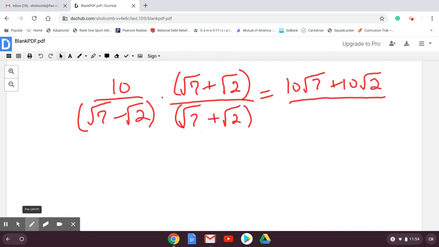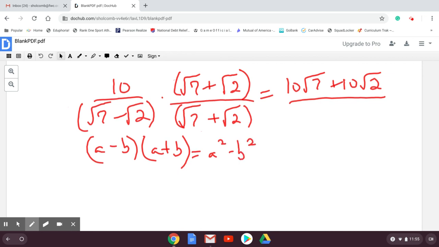The bottom part can be hard if you don't listen to me closely. Technically, could we do FOIL? Yes, but FOIL is probably more difficult. Instead, I want you to think about what is a minus b times a plus b, because that's what we intentionally set up here. Isn't it a squared minus b squared? It's a difference of squares situation.